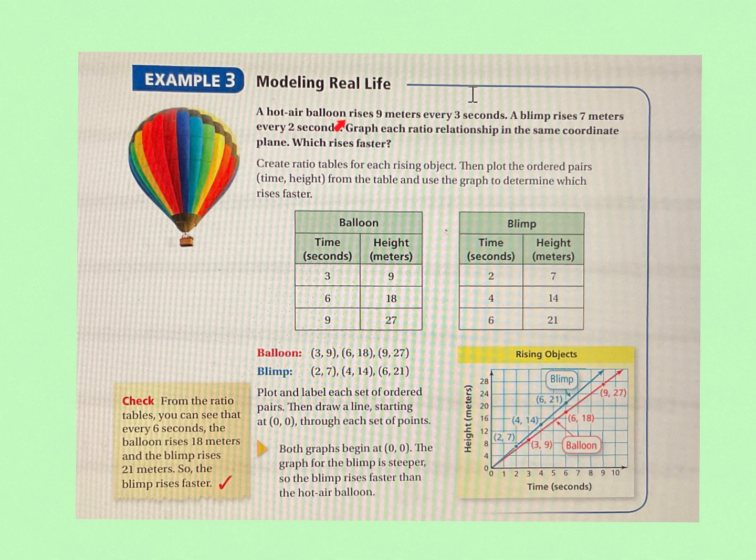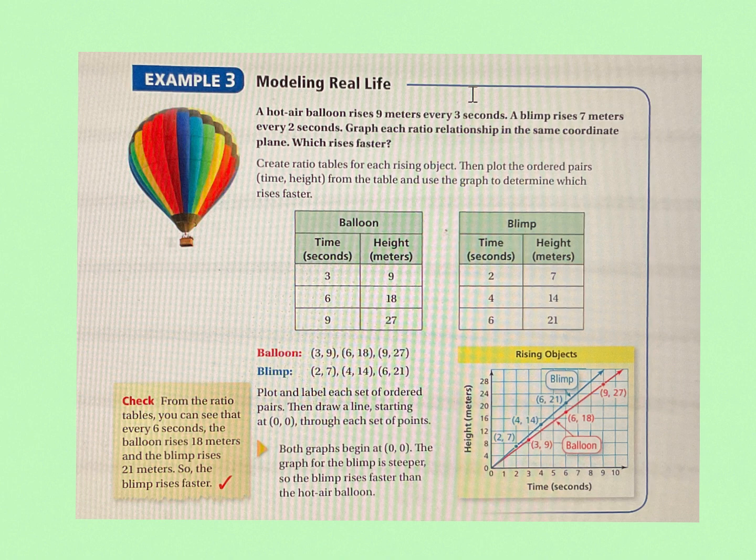A hot air balloon rises 9 meters every 3 seconds. A blimp rises 7 meters every 2 seconds. Graph each ratio relationship in the same coordinate plane. Which rises faster? So you've learned how to plot these. They give you here's the balloon, and here's the blimp.